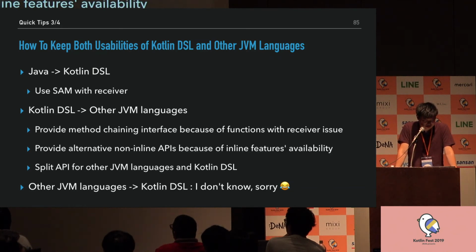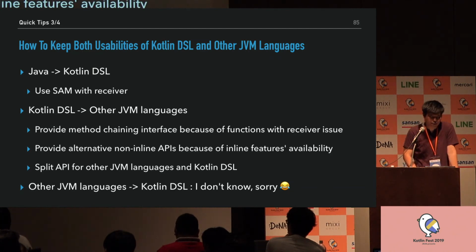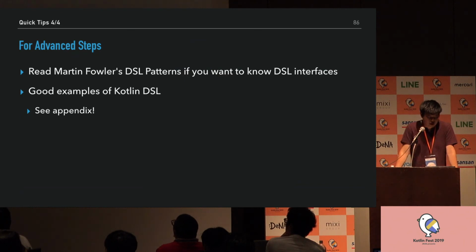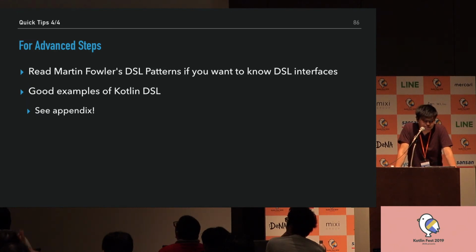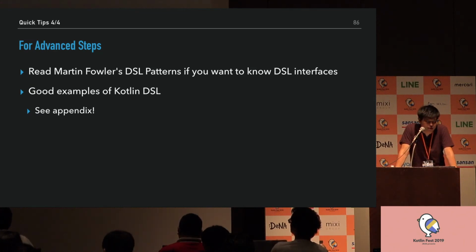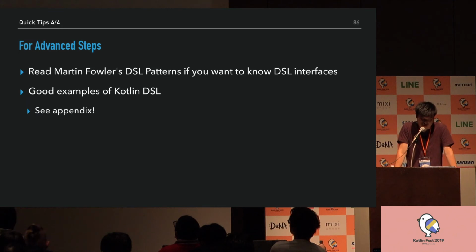I'm sorry, I do not have any experience creating a Kotlin DSL for other JVM languages except Java, so I don't know any tips. But Kotlin DSL for Gradle would be of help, I think. If you'd like to be a better DSL developer, you should know DSL design patterns from Martin Fowler's book. And also, in the appendix, I have listed many good Kotlin DSL libraries, so please check it later.